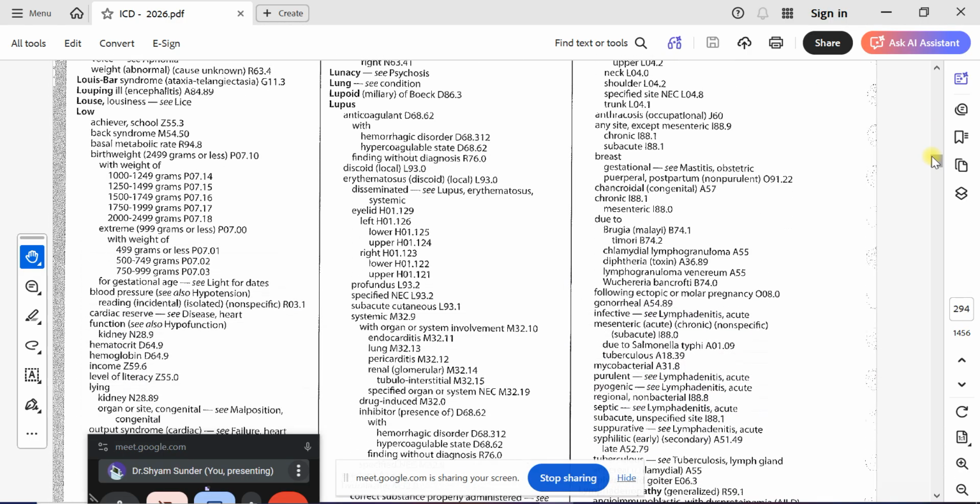This is low, LOW. So here, low birth weight. So 2000 grams, right? From 2000 to 2499, P07.18. Even for babies with 500 grams, we have extreme low birth weight codes. But in this case, we'll take this code P07.18.